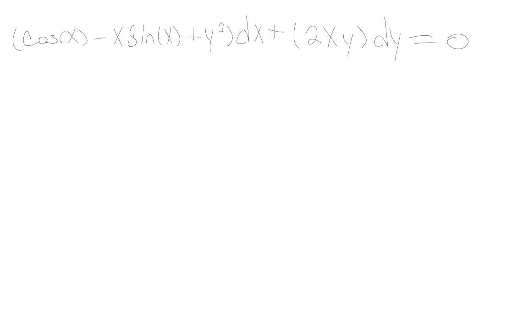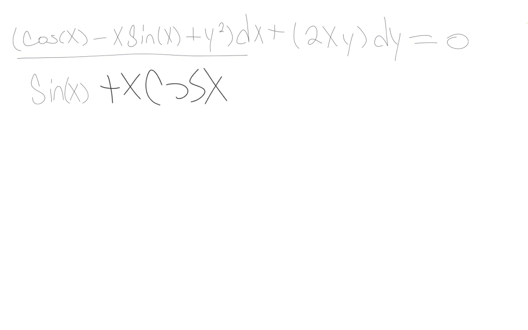So hopefully you kept up with everything in the previous slides, and the final solution to this differential equation is simply the integral of this with respect to x. So that was sine x plus x cosine x minus sine x plus x y squared equals c.